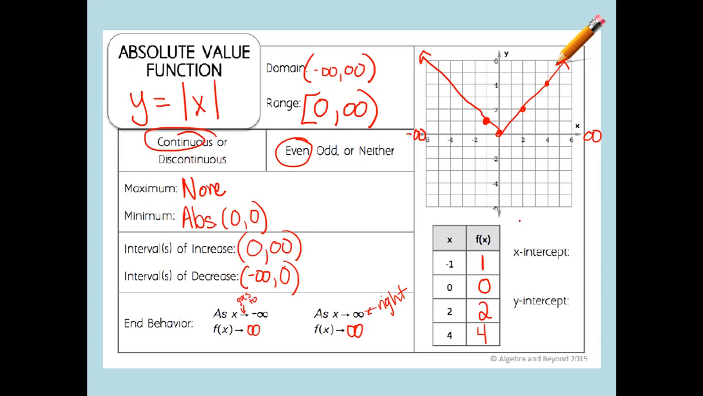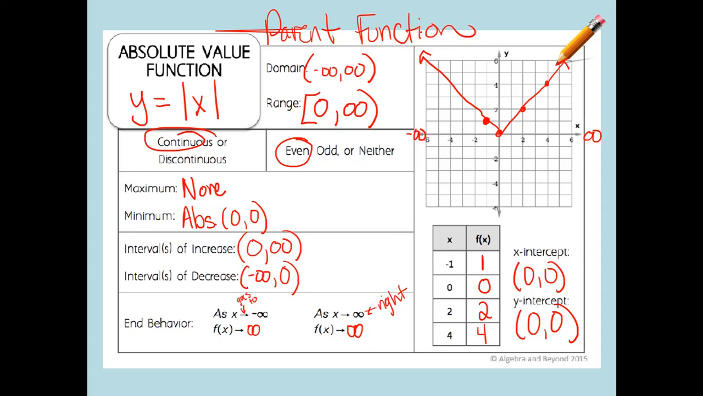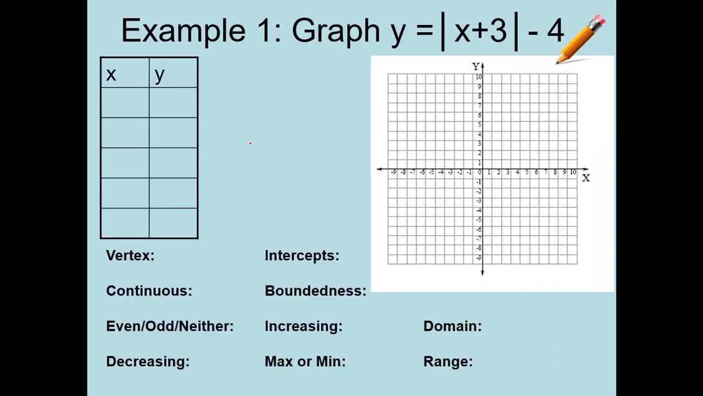X-intercept, so where we're crossing the x-axis, is (0, 0). Y-intercept, also (0, 0). So this is what's known as the parent function. Whoop, that's weird. Pen went a little wonky there. So this is a parent function of the absolute value graph. It is the default version before we've moved it, changed it, done anything to it, okay? So that was the parent graph.